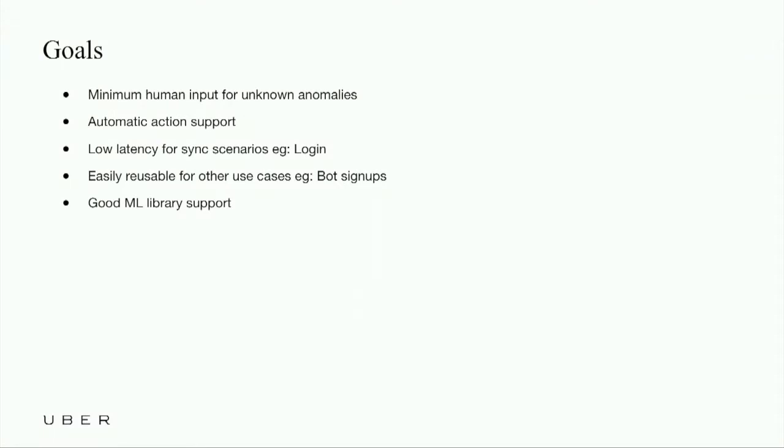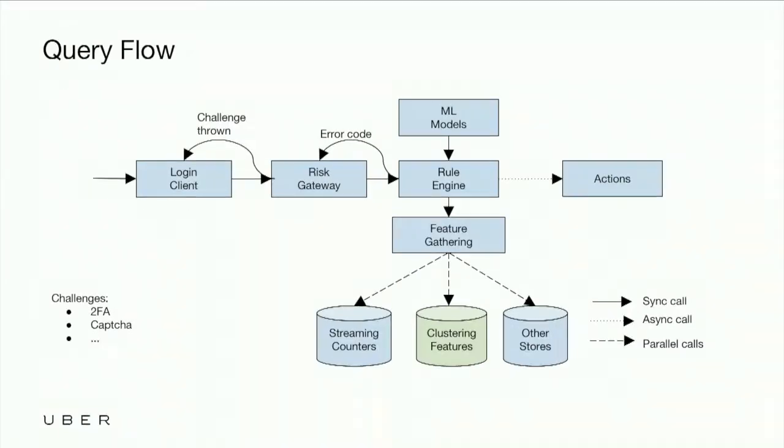We also wanted to build a system which would scale for other use cases outside of login, for which we originally built it. For example, bot signups and so on. And finally, all these algorithms need to be first-class citizens on the architecture and the technology choices that we make. So good ML library support is really important.